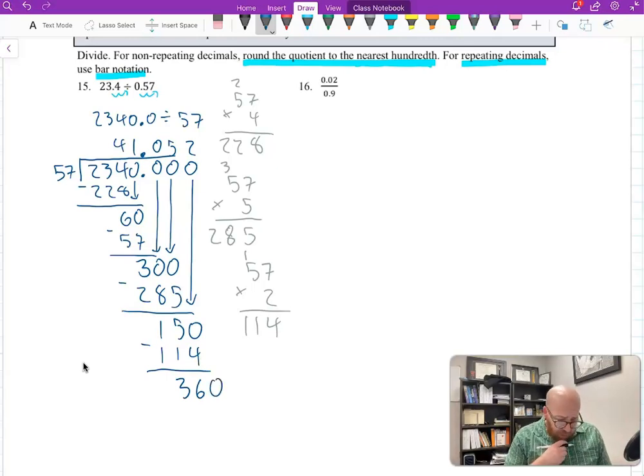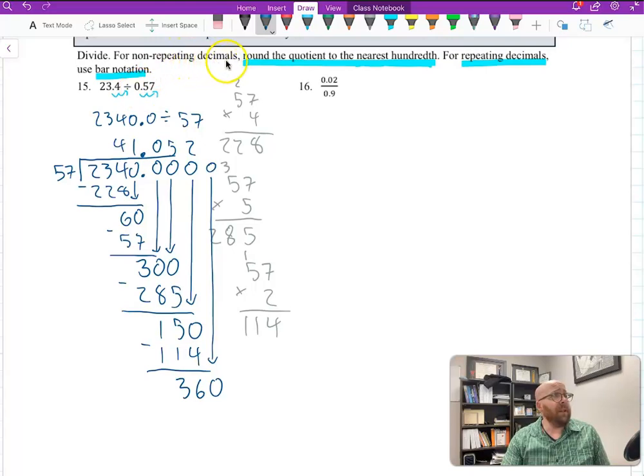And at this point, yes, we could add another 0 and proceed by asking the question, how many times does 57 go into 360? And what we're probably going to find is that this number just keeps going and going and going. So, pay attention to your directions. We have a non-repeating decimal, so we're just going to keep getting numbers. Round the quotient to the nearest hundredth.